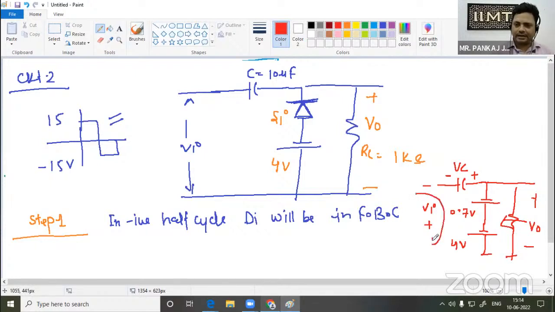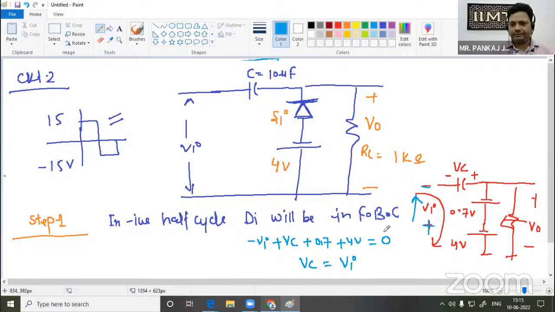Okay, so simply I will write a KVL here. This KVL will be minus Vi. We are going here plus to minus, so this will be minus Vi, then plus Vc. Again here minus to plus we are coming, I will write here 0.7 volt. Again here minus to plus, this will be plus 4 volt equals 0. So Vc will be Vi. This Vi will go this side, this will become Vi minus 4.7 volt.